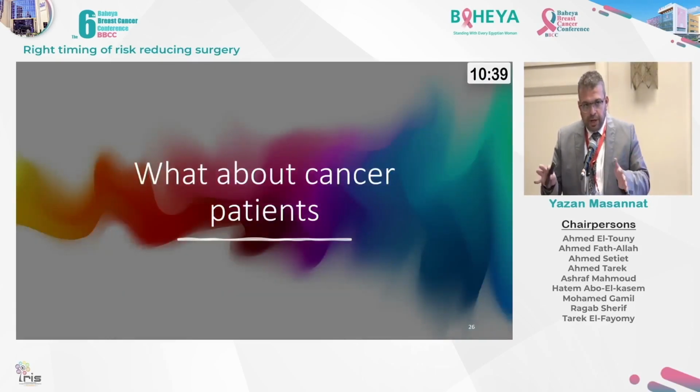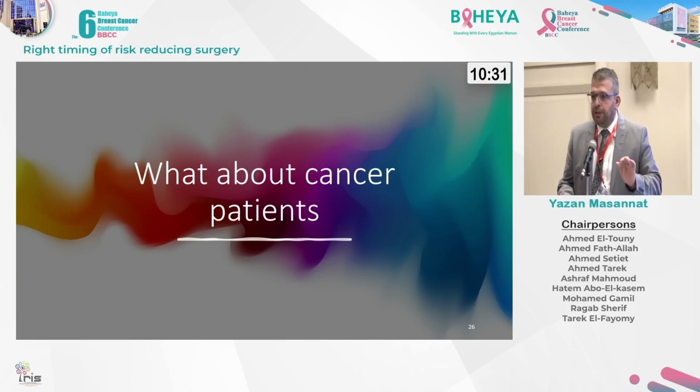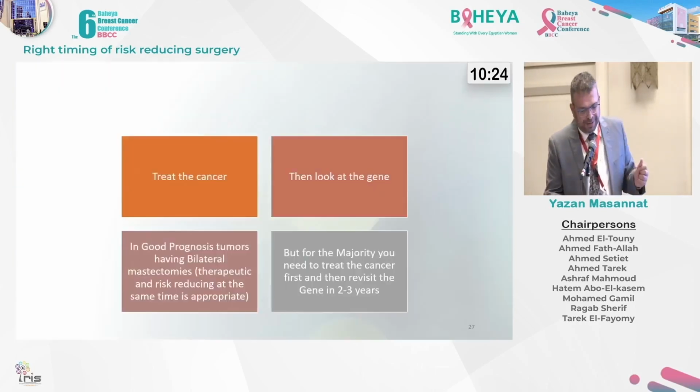So let's leave the risk-reducing scenario and let's talk a bit about the cancer patients, the contralateral mastectomies. I think there are lots of papers that I quote that Bahadir has quoted yesterday. We might reach a similar conclusion, but also at the same time a bit of difference in the conclusion. The key thing is to treat the cancer. So if somebody has a grade 3 triple negative node positive, I will worry about the cancer. I will not talk about the contralateral risk-reducing surgery.